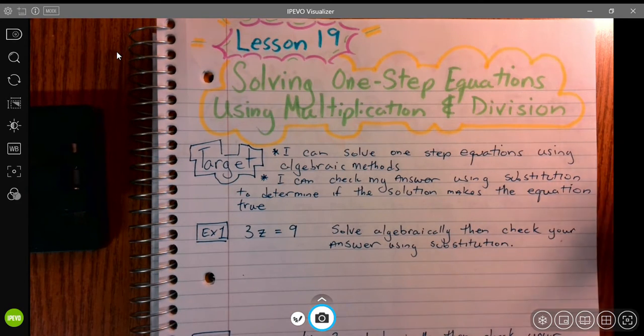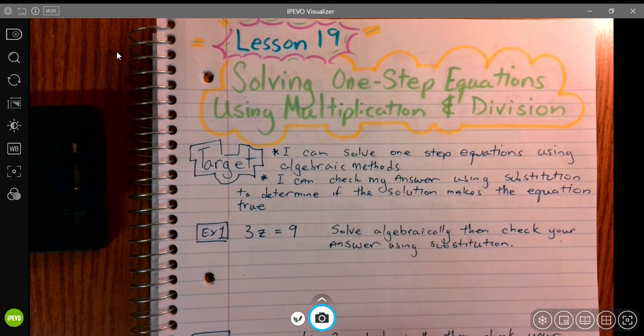Today we're going to be working on lesson 19, which is solving one-step equations using multiplication and division. Our learning target for today is I can solve one-step equations using algebraic methods, and I can check my answer using substitution to determine if the solution makes the equation true.